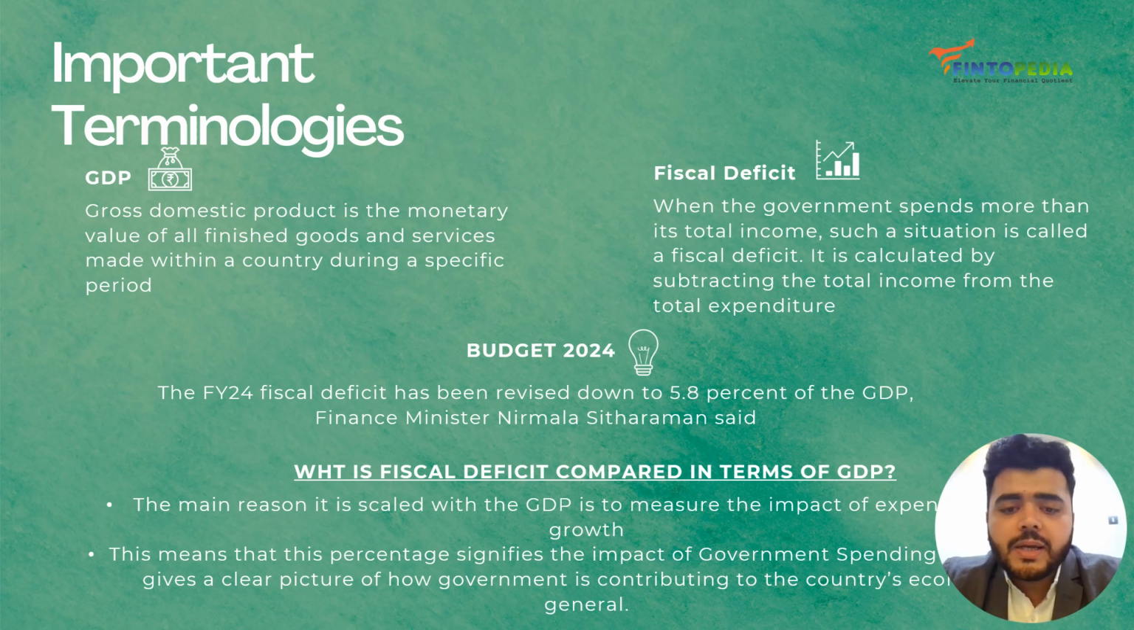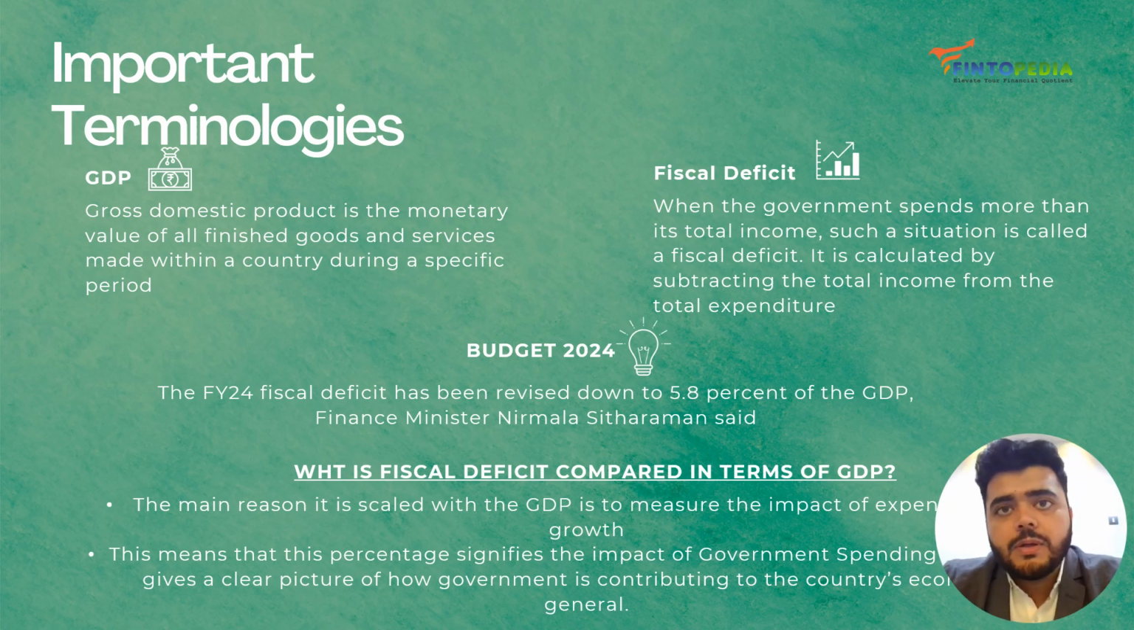The main reason it is scaled in terms of GDP is to measure the impact of expenditure on growth, meaning every penny spent by the government on public welfare is bringing a rise in the GDP. Taking this a step ahead, every penny spent on education, every penny spent on infrastructure should bring about an increase in the GDP. So a percentage signifying the impact of government spending gives a clear picture of how the government is contributing to the increase in the GDP.